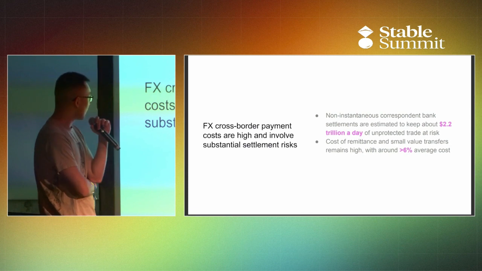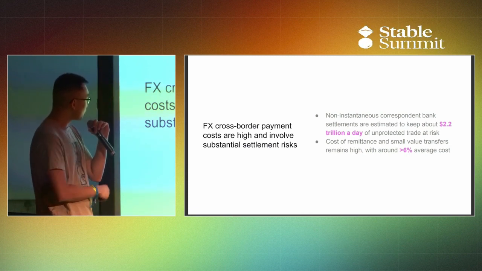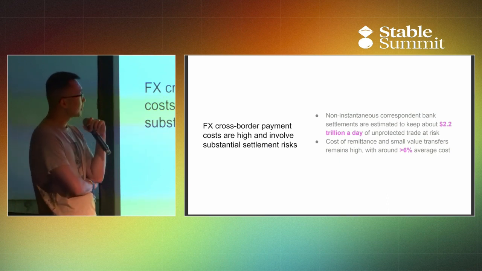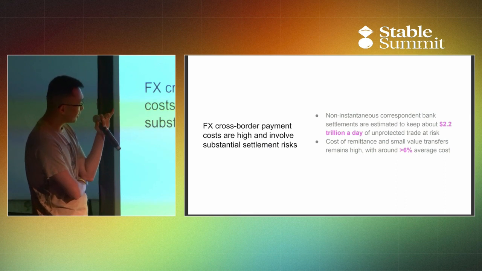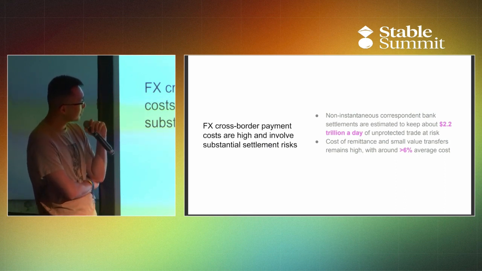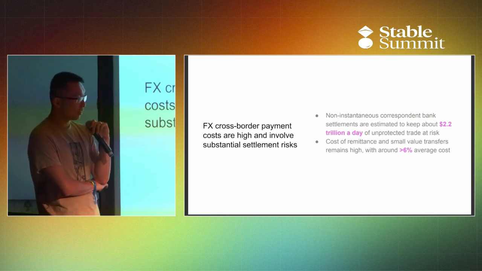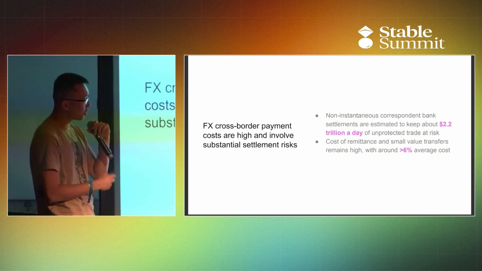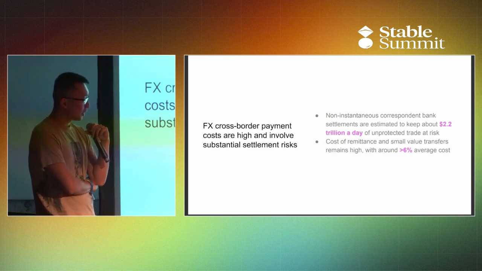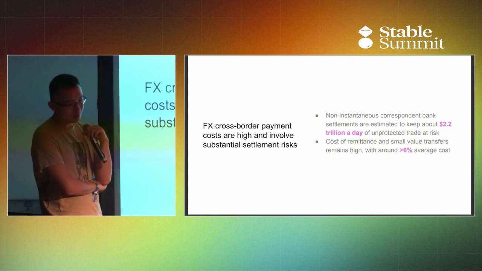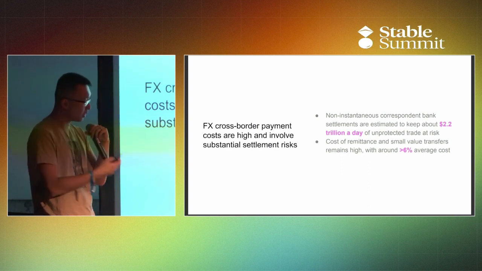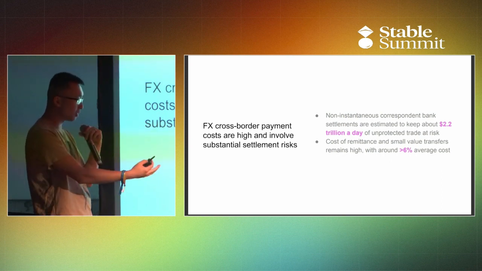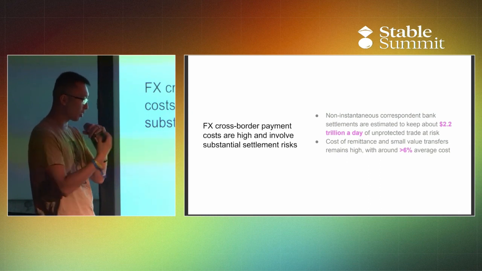So, motivation. Currently, FX cross-border payment costs are very high, and they involve substantial settlement risks. For example, this is a stat I pulled from, I think, the World Bank. Currently, every day, in every snapshot you take in time, non-instantaneous correspondent bank settlements are at about $2.2 trillion a day. And that is some sort of risk that someone in the world is assuming across their counterparty, right?